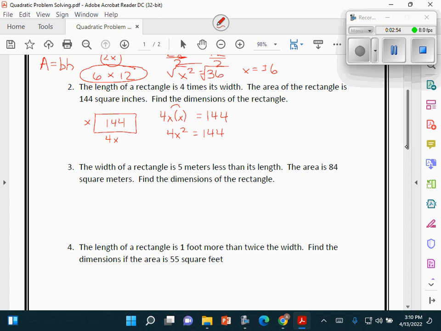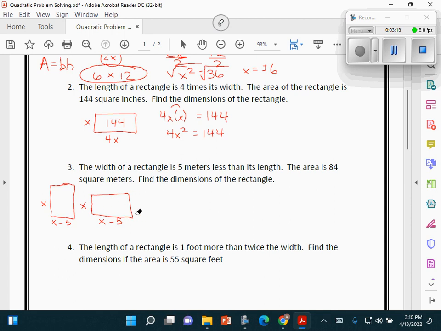On number 3, I'm just helping you set these up. The width of a rectangle is 5 meters less than the length. So that would be x minus 5. X and x minus 5. And I should have my rectangle oriented the other way if I'm going to do that, because x minus 5 would be smaller than that side. So we'll do it that way.